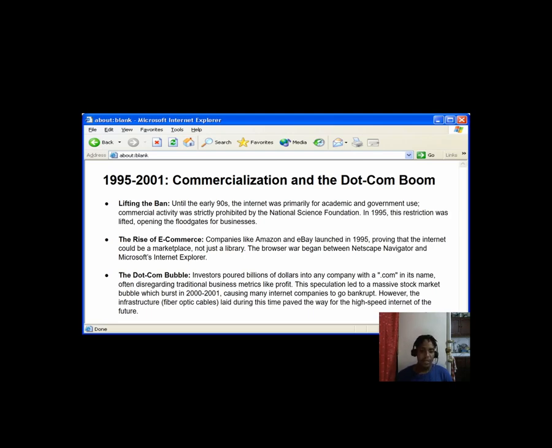Dot-com bubble. Investors poured millions of dollars into any company with a .com in its name, often disregarding traditional business metrics like profits. This speculation created a massive stock market bubble, which burst in 2001, causing many internet companies to go bankrupt. However, the infrastructure, fiber optic cables, laid during this time paved the way for the high-speed internet of the future.